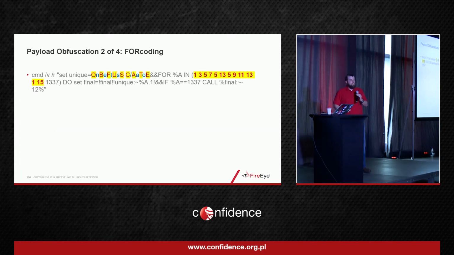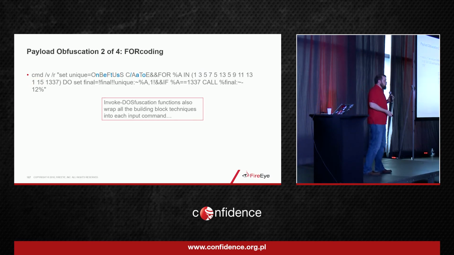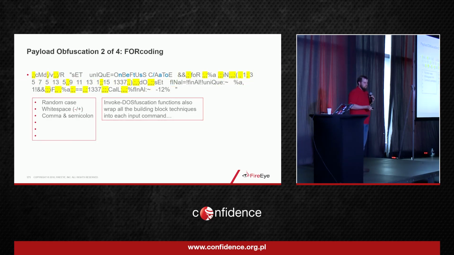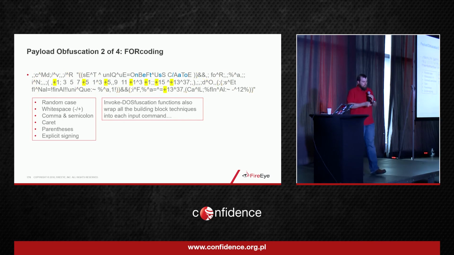Now, if you want to increase the level of obfuscation, you can start to put extra characters in those unique characters and then update all the indexes in the for loop. And Invoke-DOSfuscation will, if this is the option you choose, also let you add in all the characters we talked about before. So you can take your command, randomize the case, remove white space, add white space, commas and semicolons, carets, parentheses, and you can do explicit signing on all the integers. So it gets pretty crazy.